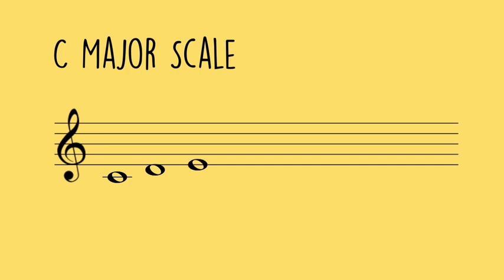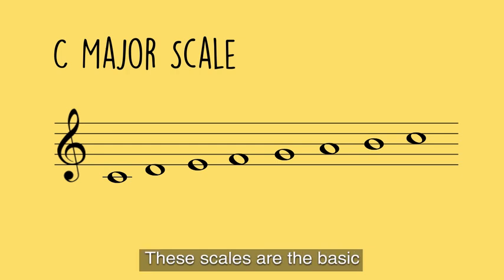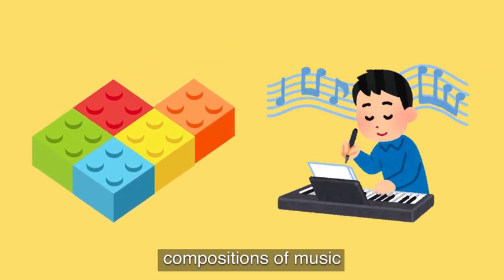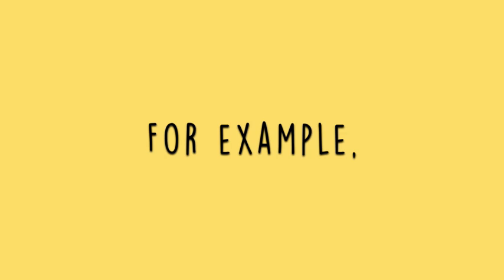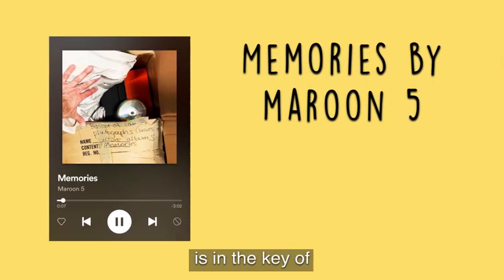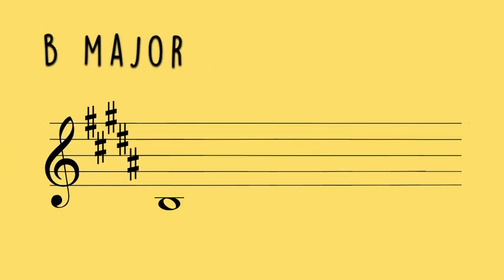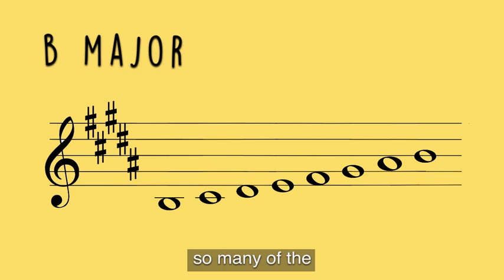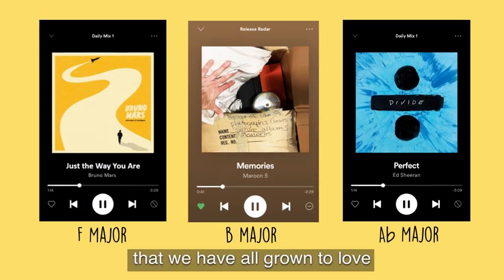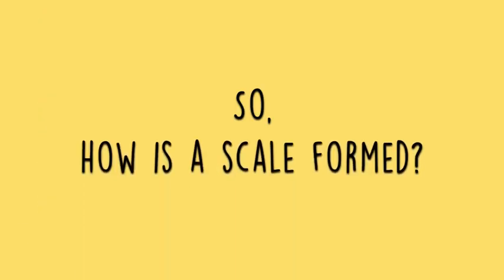Here is what a scale sounds like. Doesn't this sound familiar? These scales are the basic building blocks for compositions of music. For example, Memories by Maroon 5 is in the key of B major. Major scales make up so many of the popular songs that we've all grown to love. So, how is a scale formed?